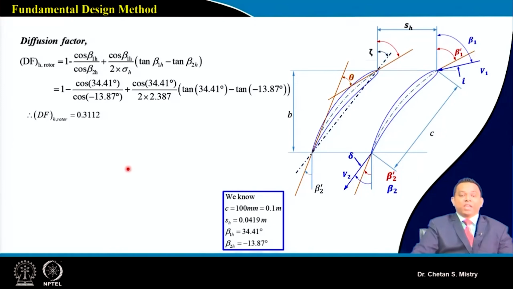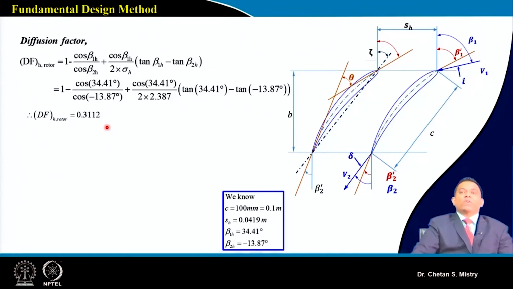So if this is known to us at the hub station, we can do the calculation for the diffusion factor. And as we have discussed, when we are talking about the rotor, for the diffusion factor calculation, we consider these angles to be beta 1 and beta 2. Very careful what we are writing, that is at the hub station. And at the hub, we are getting our diffusion factor to be 0.31. So we can say this is also in a reasonable range, this is okay.